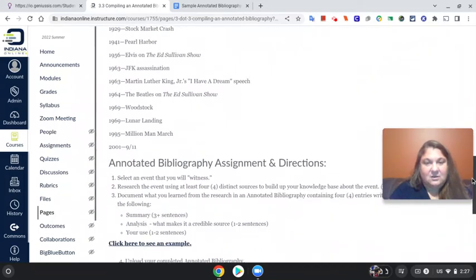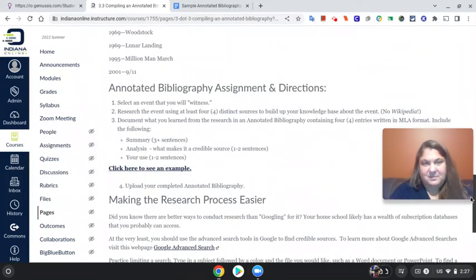And so for the annotated bibliography, okay, you have to review 4 sources total. So you have to go to the internet, and you can't use Wikipedia, and you've got to find 4 sources, okay? And for each source, you've got to include the citation, MLA style.